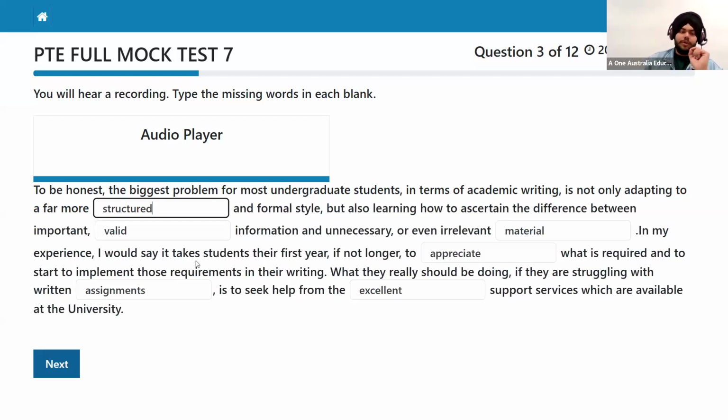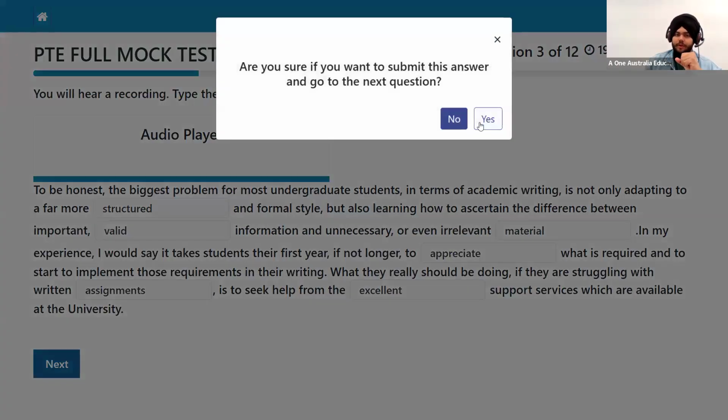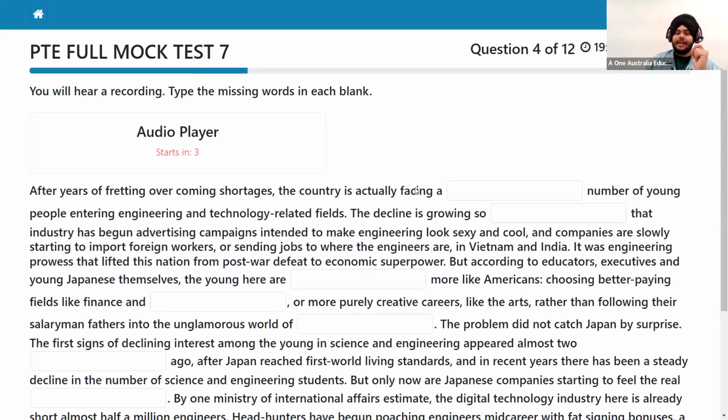Now, guys, I also want you to have a look at any of the words that you're not sure of to see the grammar, the tense that it is using. So, for example, if I'm not sure if it is material or materials, I'll read it a little bit. But also learning how to ascertain the difference between important, valid information and necessary or even relevant material. I think it makes sense, so I'll move on. So that is what you do. Always make sure you're writing down how the word is ending.